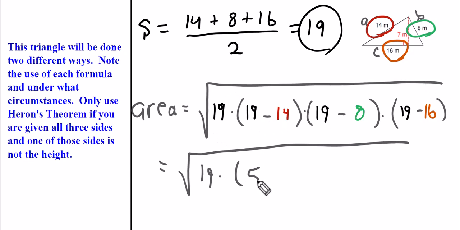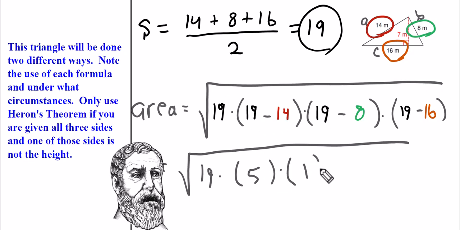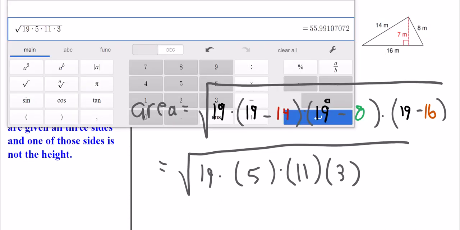19 minus 14 is 5. 19 minus 8 is 11. 19 minus 16 is 3. So if we put this in a calculator, we have the square root of 19 times 5 times 11 times 3.